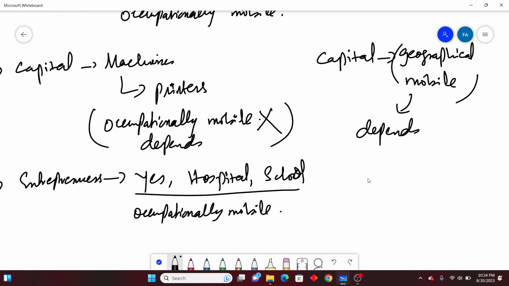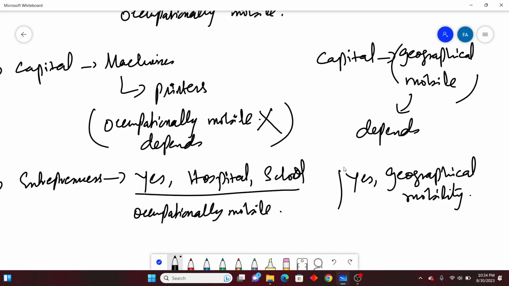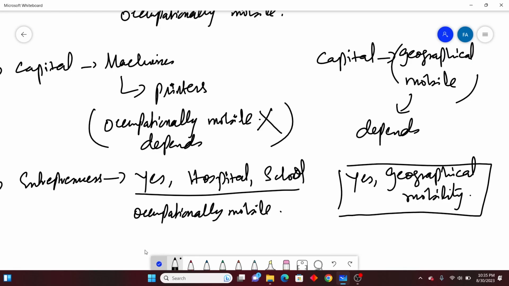But if we talk about geographical mobility, can a person go from one place to another place? Yes, they can go from one place to another place. So entrepreneurs do have geographical mobility too. It is also possible for entrepreneurs to go from one place to another place. So this means entrepreneurs are geographically mobile and occupationally mobile too.